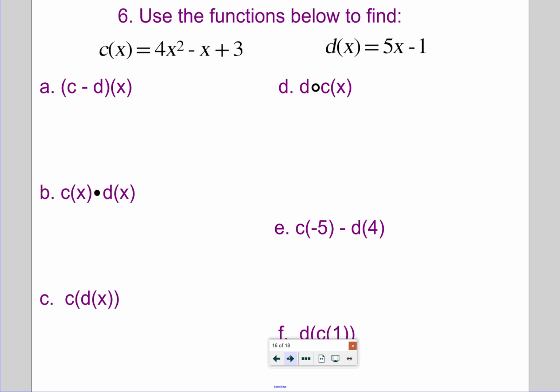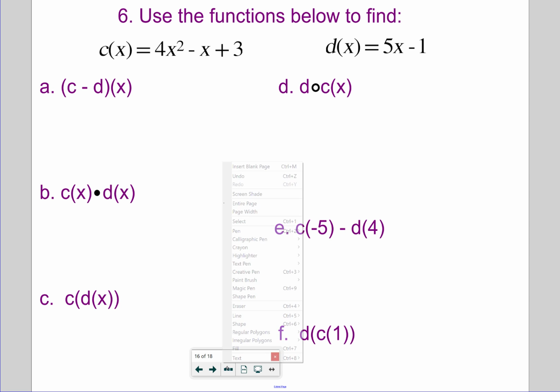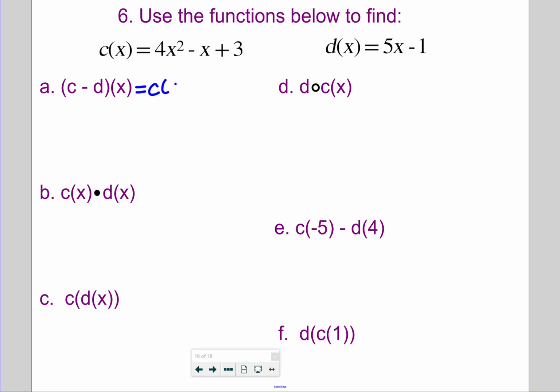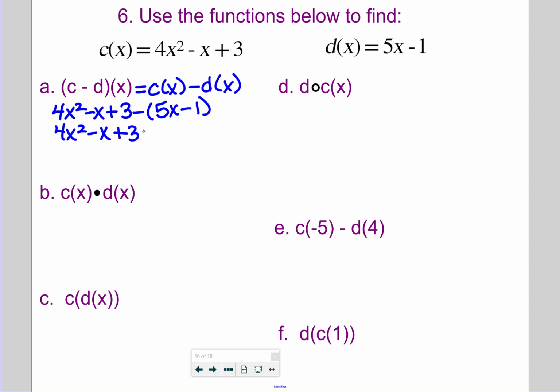On to question number 6. This is our combining and composing problem. So let's start with part A, functions c and d here that I'm using. c minus d of x, remember that means the same as c of x minus d of x. So function c minus function d. 4x squared minus x plus 3 minus function d. I'm going to put it in parentheses because remember you need to distribute. Parentheses never hurt anything. I'll have a minus 5x and a +1.